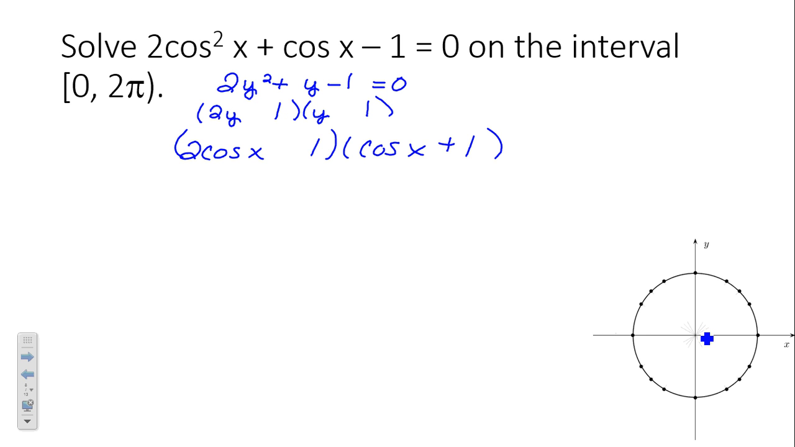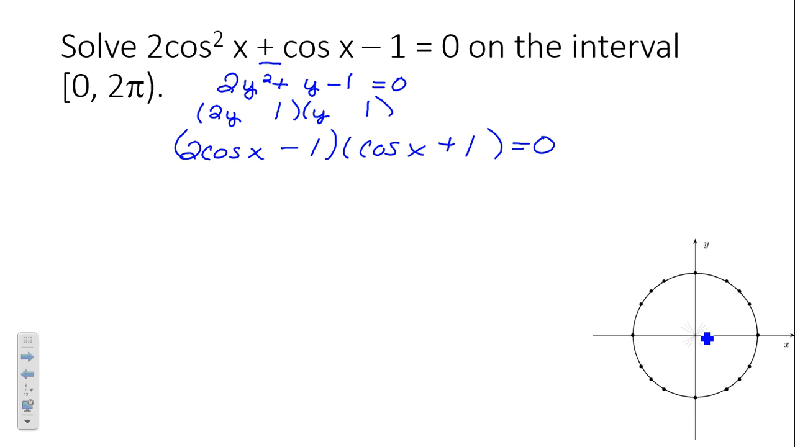2 cosine times 1 is going to get us 2 cosine. And negative 1 times cosine will get us a negative cosine. That will give us our positive cosine of x. So everyone see where that's coming from? All right. So this is equal to 0.